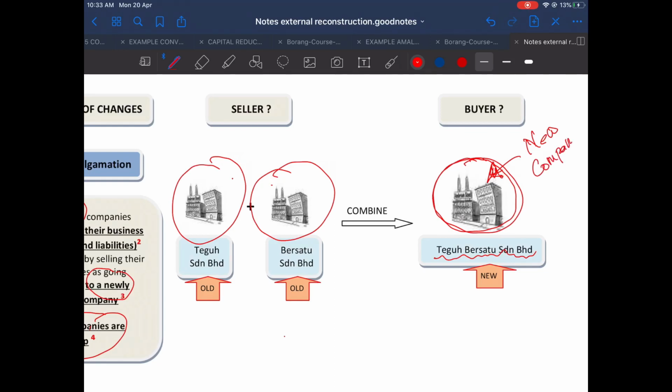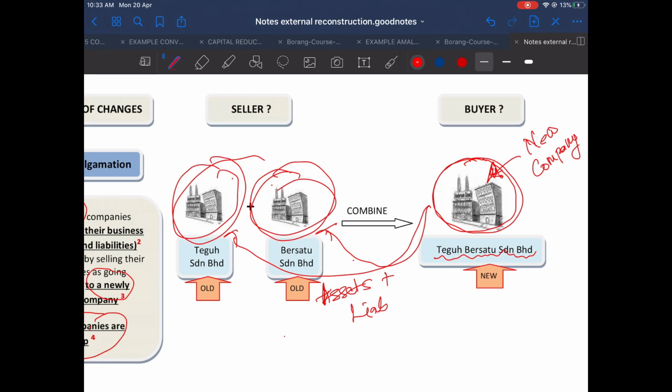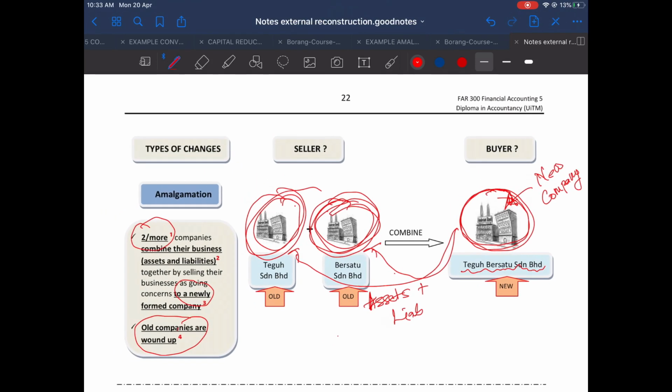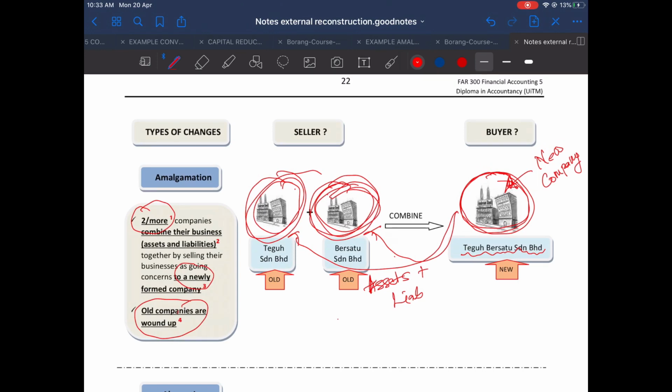Okay, new company which is newly formed in order to take the assets and liabilities of both of these companies. So what happened is that these companies will be wound up or liquidated, and a new company will be formed to take over the assets and liabilities of the old companies. Okay, so that is the process of amalgamation. So the old companies are the seller, and the newly formed company is the buyer.